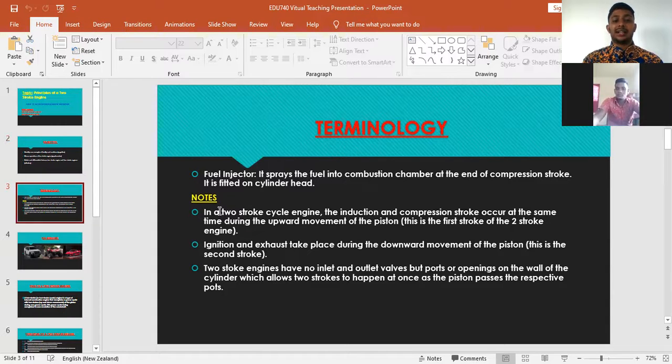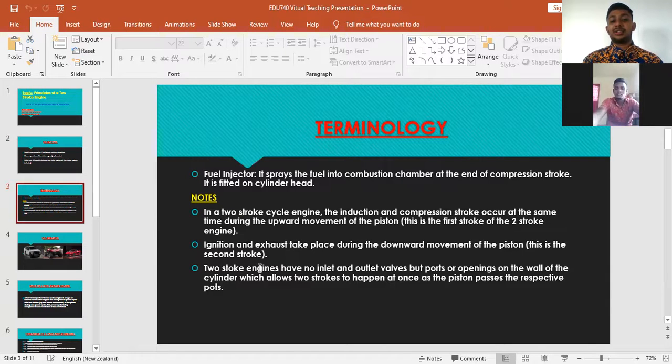Note, in a two-stroke engine cycle, the induction and compression stroke occur at the same time during the upward movement of the piston. This is the first stroke of a two-stroke engine. Ignition and exhaust take place during the downward movement of the piston. This is the second stroke.